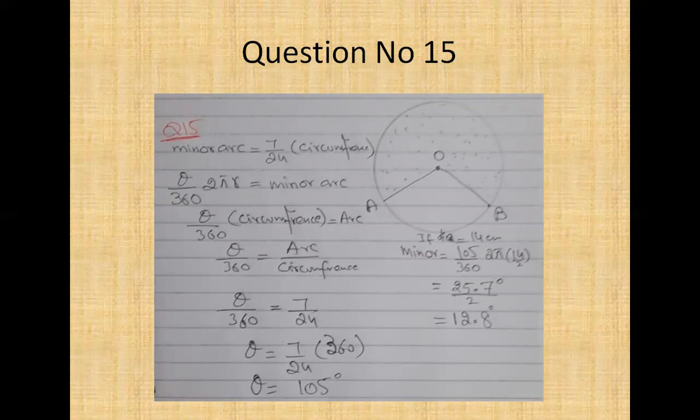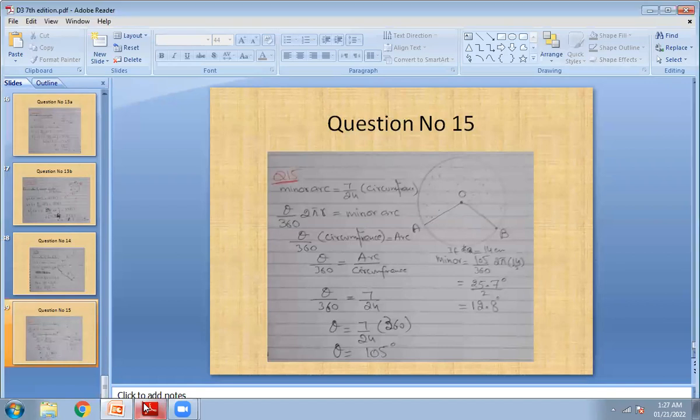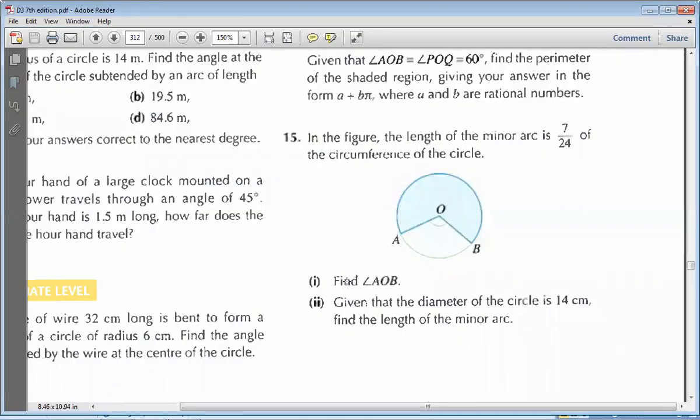There is a second part of this question, and let me go back to question number 15. That was the first part, find the angle AOB. Then he says, given that the diameter of the circle is 14 centimeters, find the length of the minor arc. So the diameter of the circle is given.